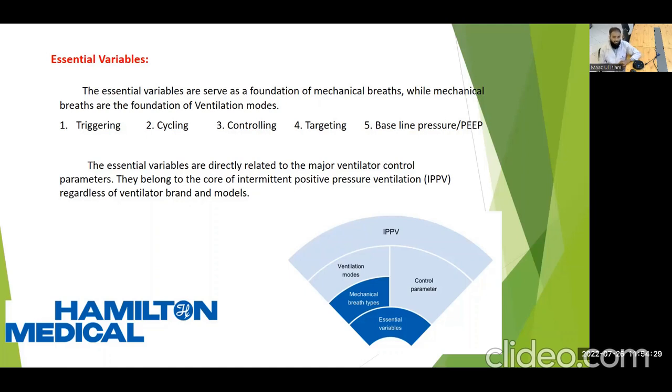Number one is triggering, number two cycling, number three controlling, number four targeting, number five baseline pressure or PEEP. Essential variables are directly related to the major ventilator control parameters. They belong to the core of intermittent positive pressure ventilation, regardless of ventilator brand and modules. So these essential variables are not specific to Hamilton Medical, but also apply to other brands of ventilators.